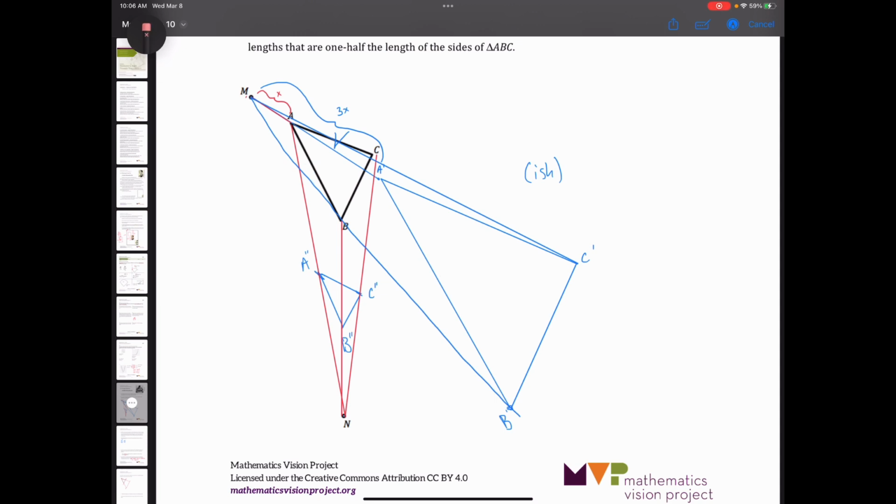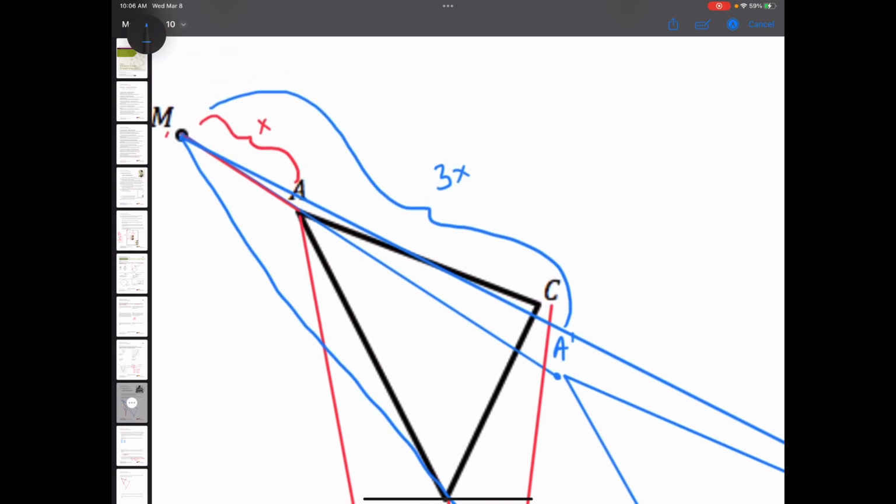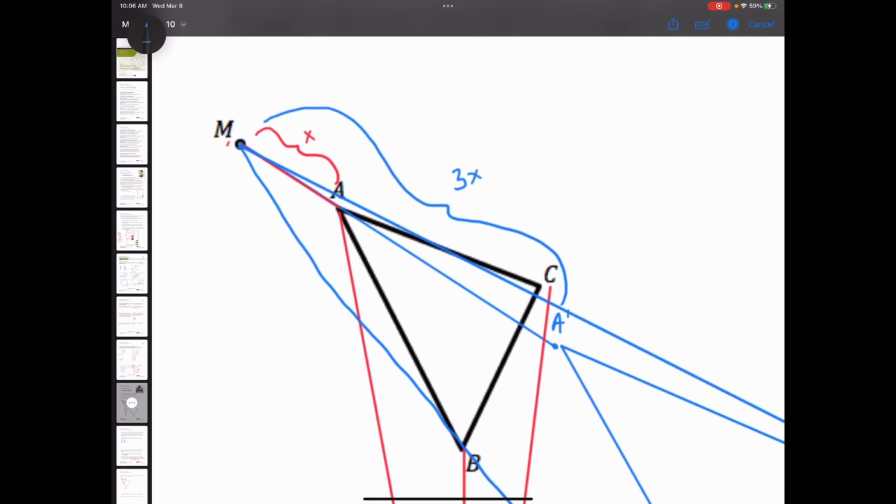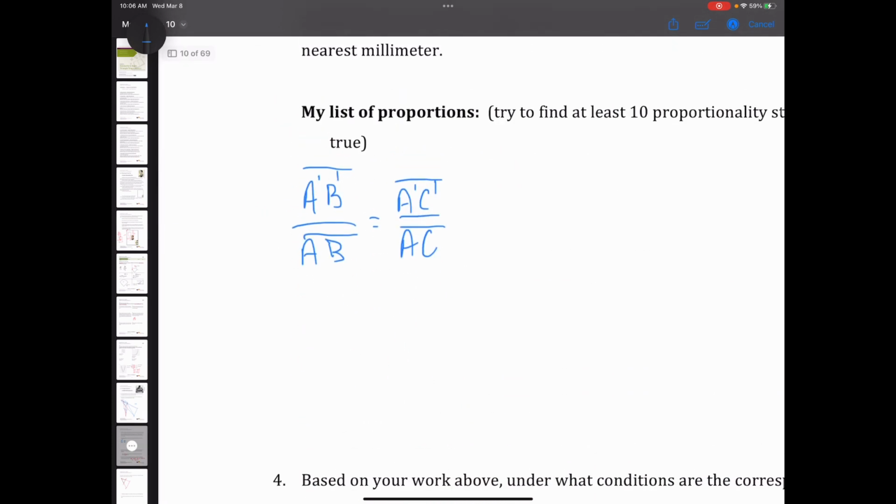Now, here's one that you probably haven't thought about so far, but you can actually take these line segments from M as well. So I could say M to A prime over MA is equal to M to B prime over MB. So I can use those points of dilation as proportions as well.